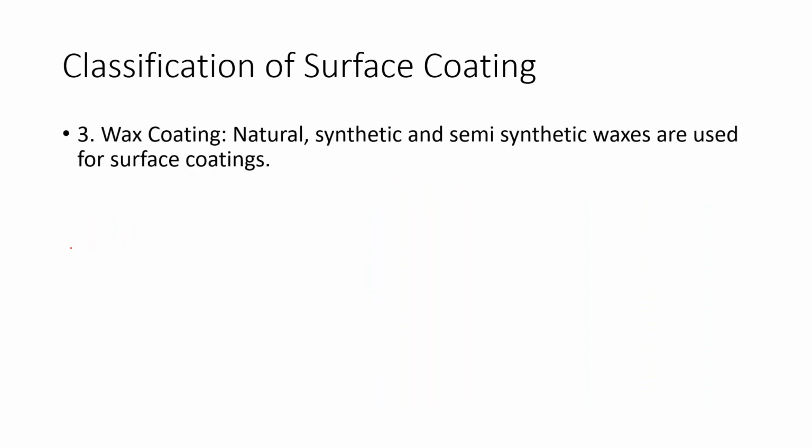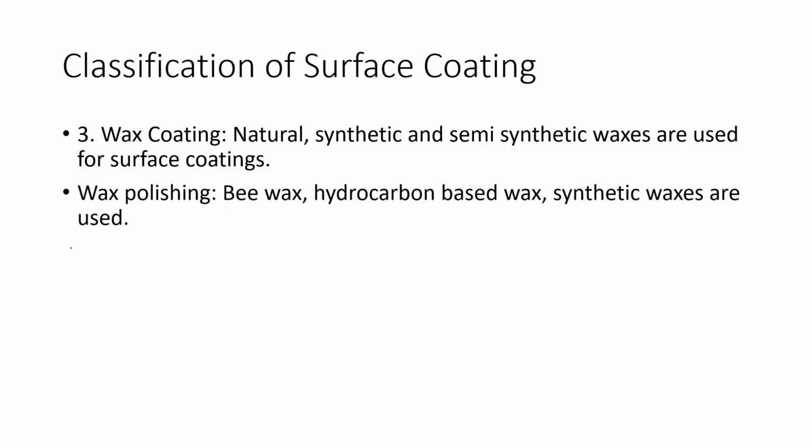So now we will go through the third point or third classification of surface coating, that is wax coating. So coating by wax material. All types of natural, synthetic and semi-synthetic waxes are used for surface coatings depending upon the requirements and cost of material. The synthetic waxes are the cheapest because the natural waxes will be a little bit costly. So the synthetic waxes are mostly cheap or the cheapest of all and are most extensively used as coating substances.